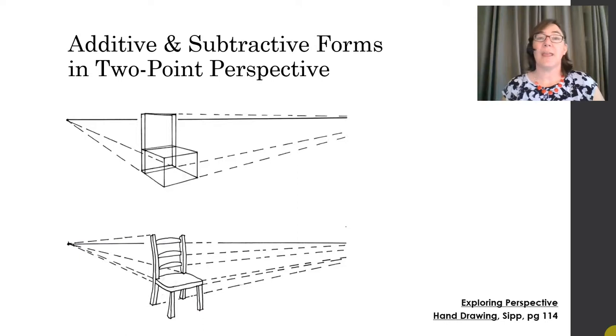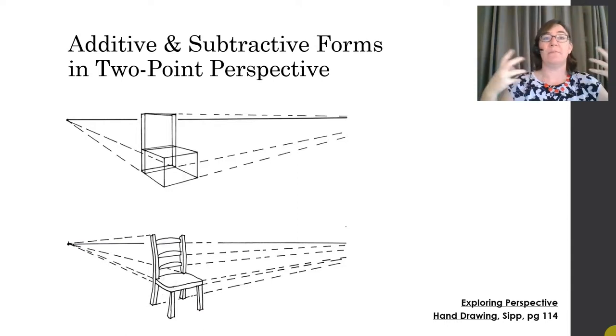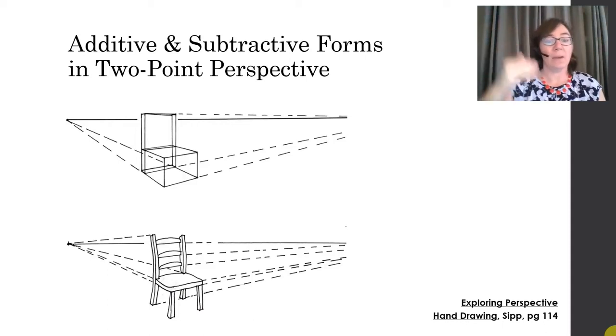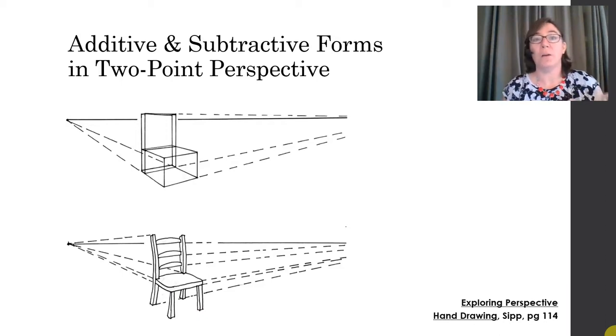Now, here's what the same process might look like in two-point perspective system. On the top here, we've used additive forms to create these boxes and really outline our chair. And on the bottom, then we have used subtractive forms to carve away all the material that we don't need and give our chair some detail.